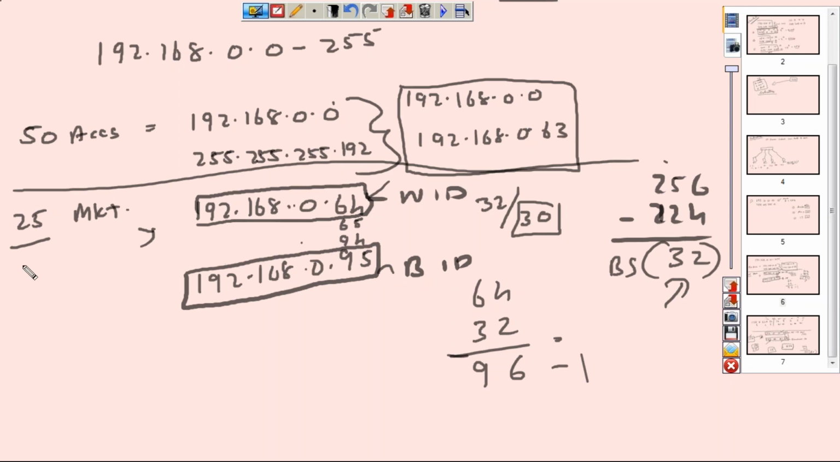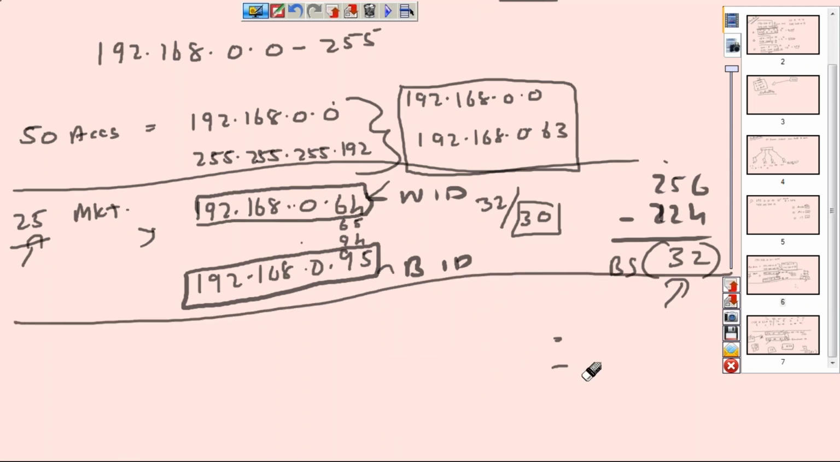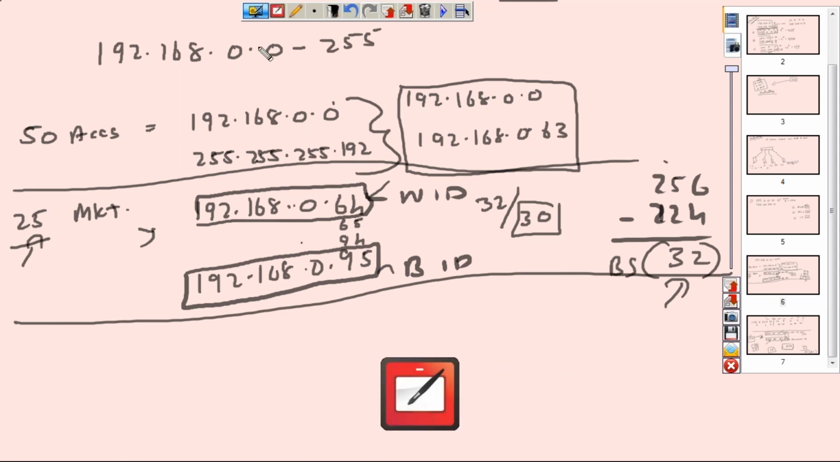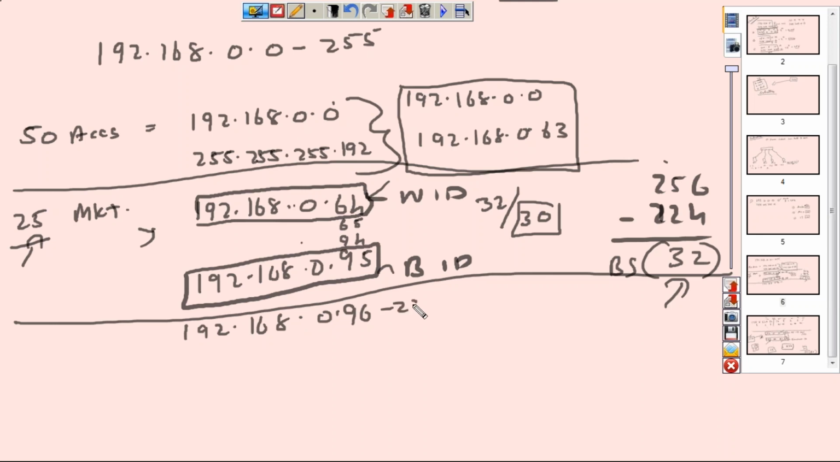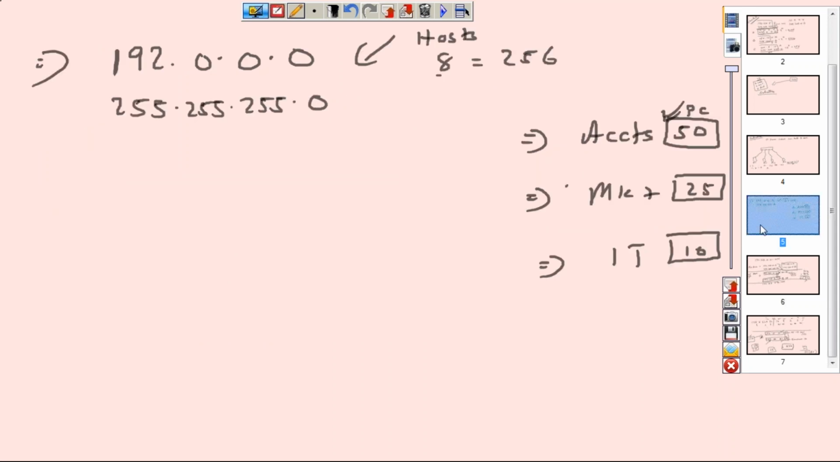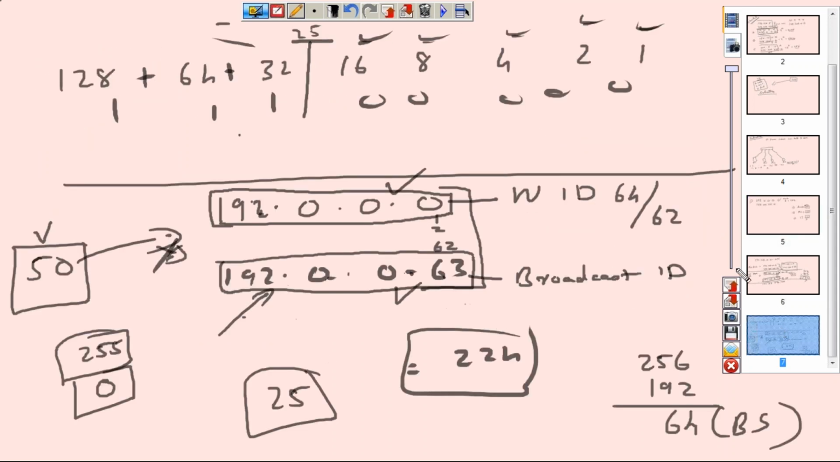Does that solve our purpose here? Yes, it does. What do we have left? We have used up to 95. So 192.168.0.96 to 255 is still left. The roll of cloth is still there. What is our next requirement? 10. Tiny network, right?